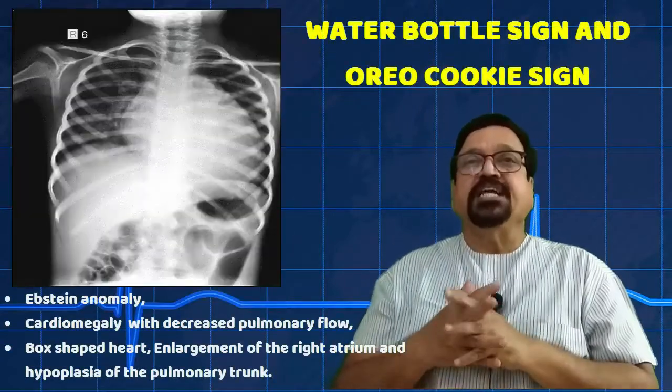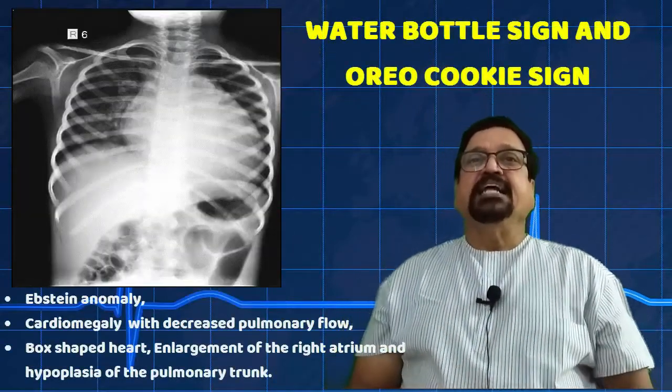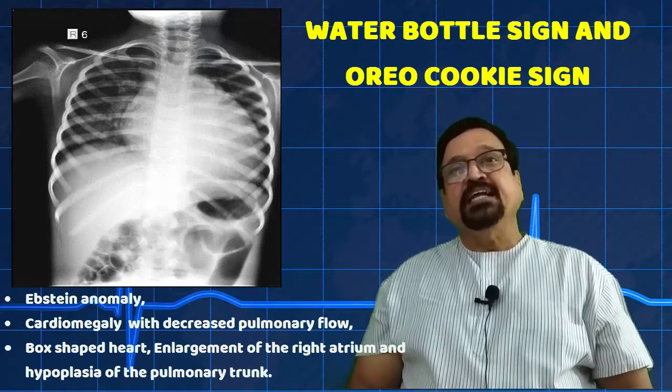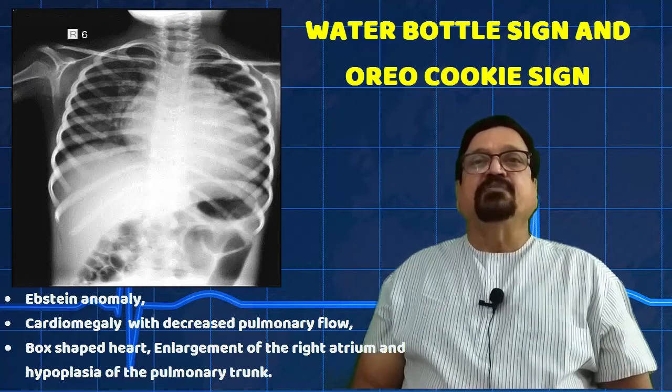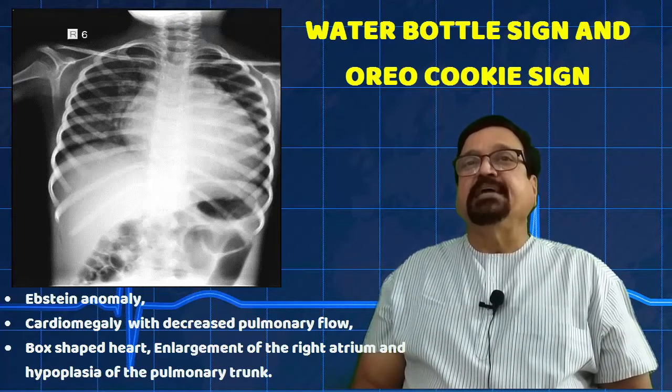Now what happens in Epstein? Epstein, there is cardiomegaly, there is decreased pulmonary vascular flow, then box type of heart and enlarged heart of the right side, right atrium, and hypoplasia of the pulmonary trunk. These are the main features of Epstein.